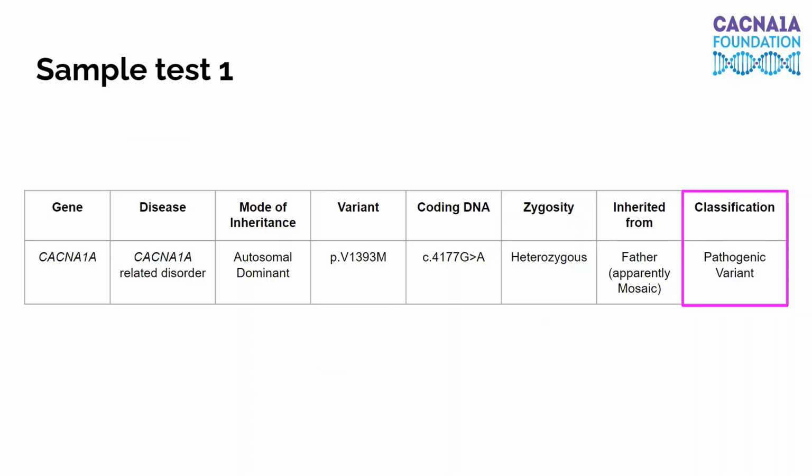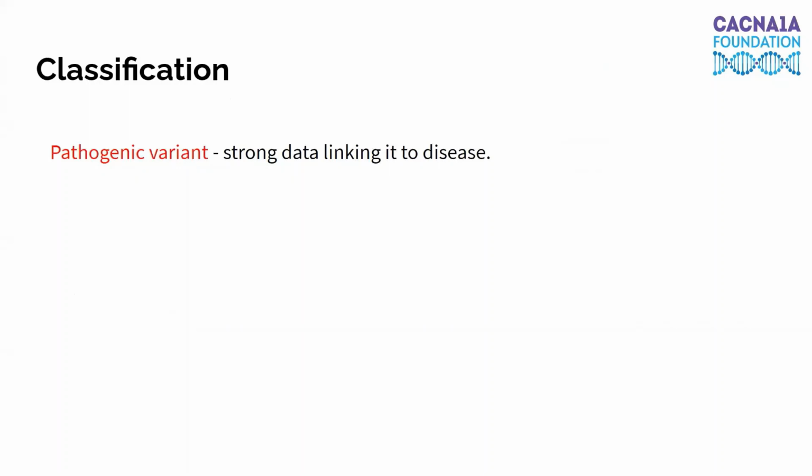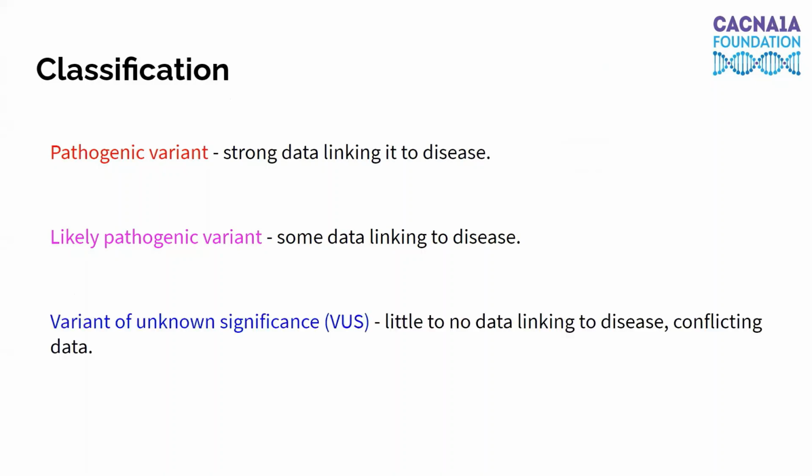Classification tells us whether that variant is pathogenic or not. In this case, it is pathogenic. A pathogenic variant means that there's strong data linking it to a disease. Sometimes a variant can be classified as likely pathogenic, which means that there's some data linking it to disease. And sometimes you might see something called VUS, or a variant of unknown significance. And this usually means that there's little or no data linking it to disease, or that there might be conflicting data. So researchers aren't sure how to categorize it yet. But these VUS variants don't necessarily mean that they're not doing anything. More research is needed to figure out what their effects are.